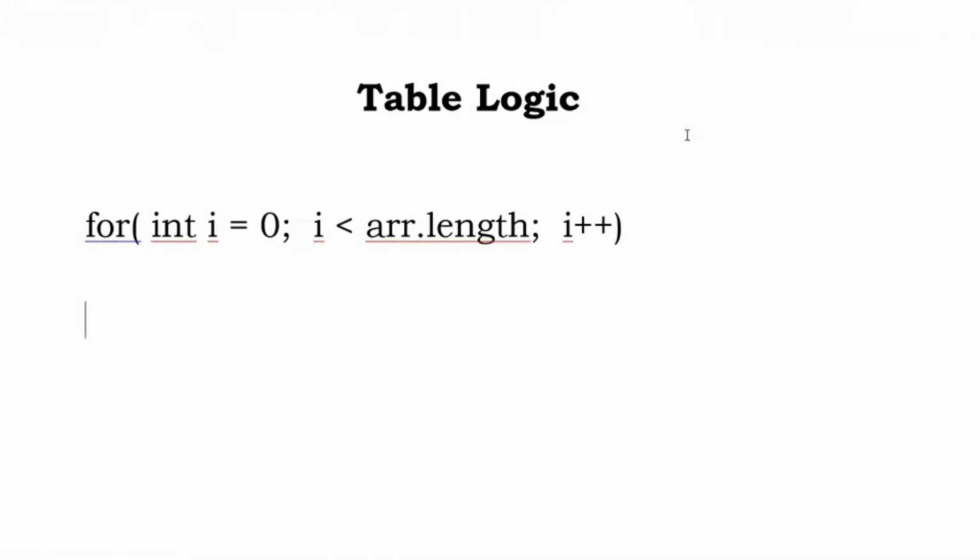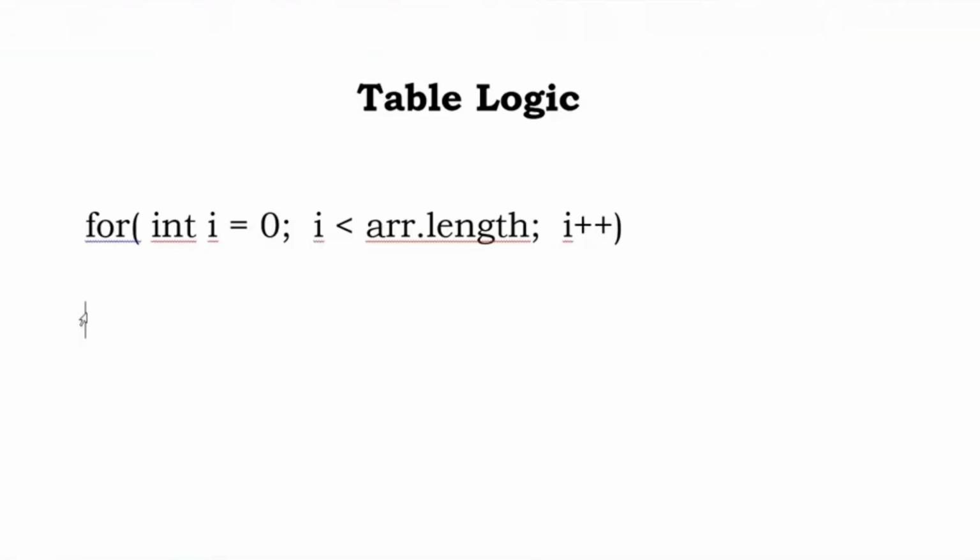In this video, we are going to create a table. For that, first we are going to understand the logic, how to create the table logic. In this for loop, i equals 0. So, we are going to use this i in our logic and we are going to create 2's table.